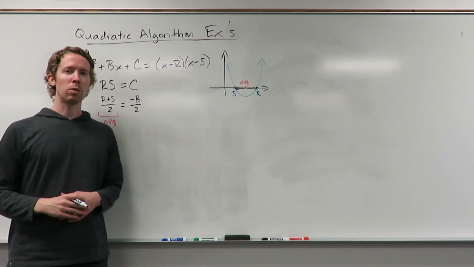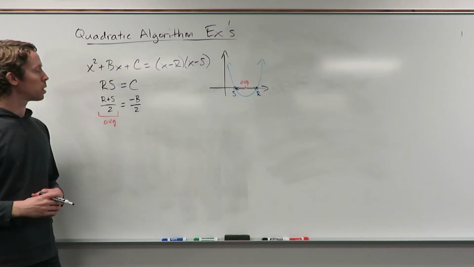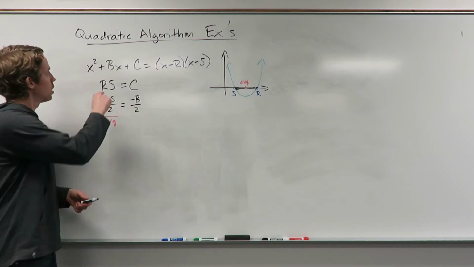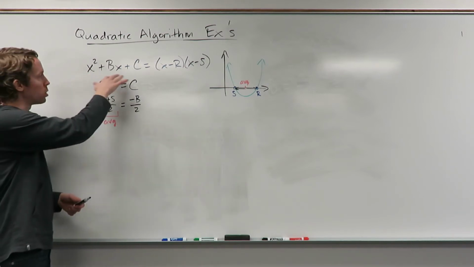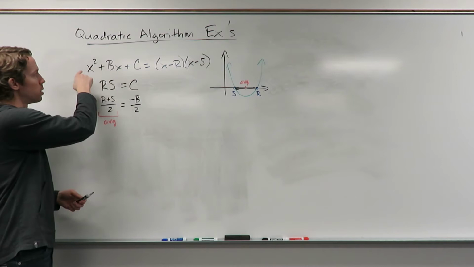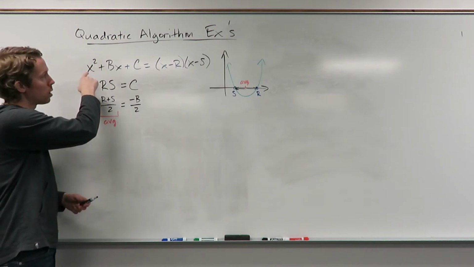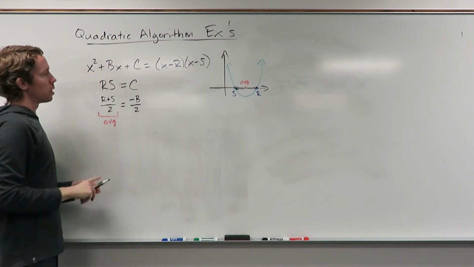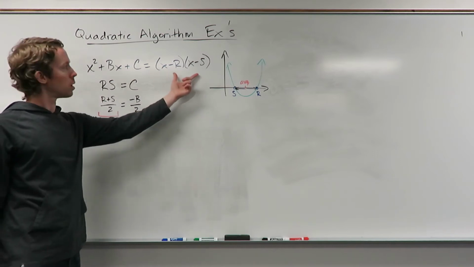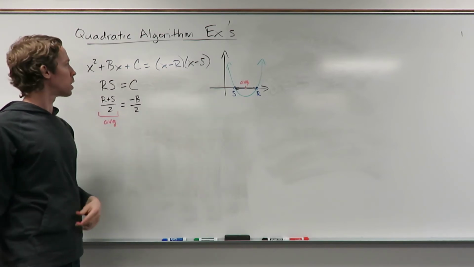In our last video, we talked about the quadratic algorithm. We discussed how the first thing we're going to do if we see a quadratic equation set equal to 0 is divide by the coefficient of x squared. That will give us something like this. And we'll assume we can factor it into x minus r times x minus s.